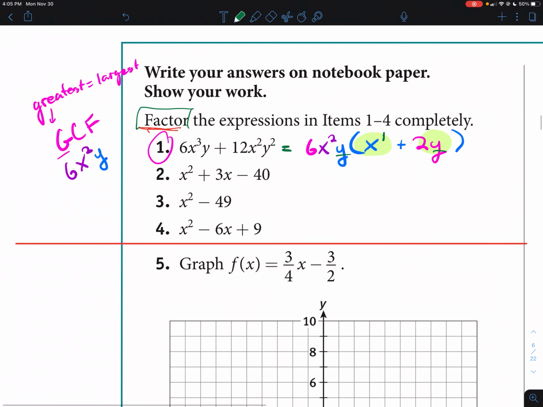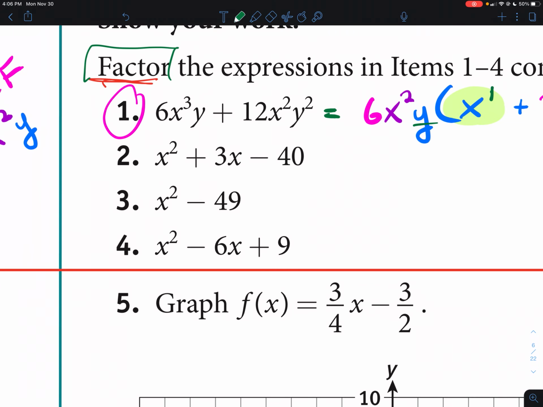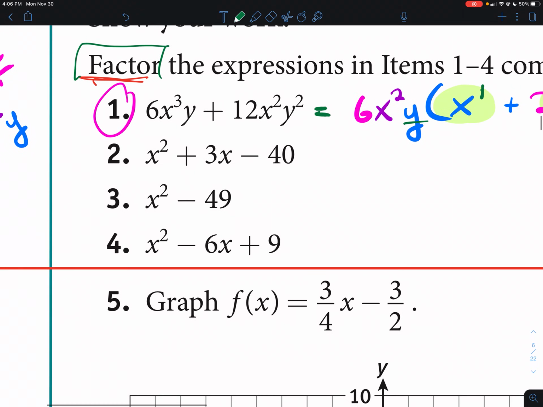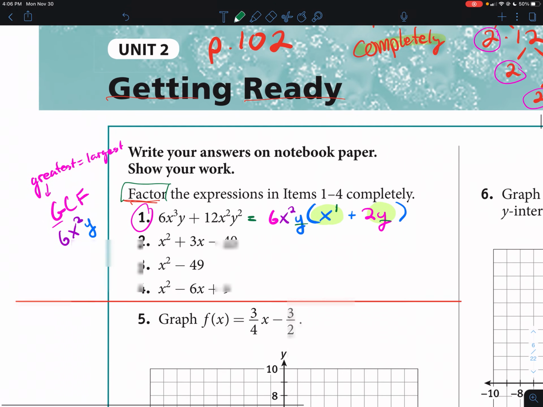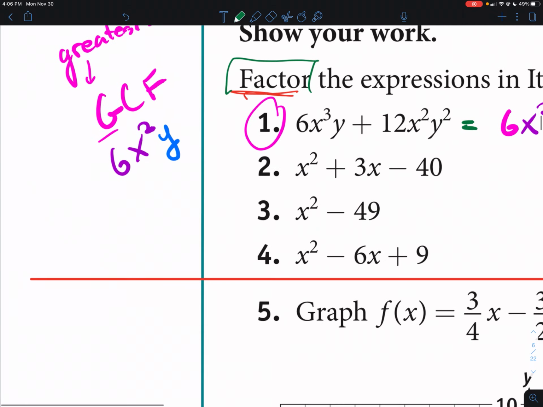Okay, on number 2, we have x squared plus 3x minus 40. This does not have a GCF. Numbers 2, 3, and 4 do not have common factors, and I could tell by looking at x squared, 3x, and negative 40. There's nothing they have in common. And I know these two have x's, but this one doesn't have an x, so we can't just factor out x.